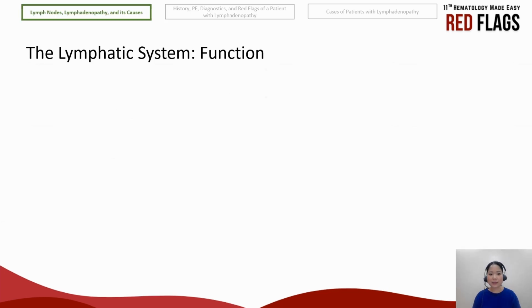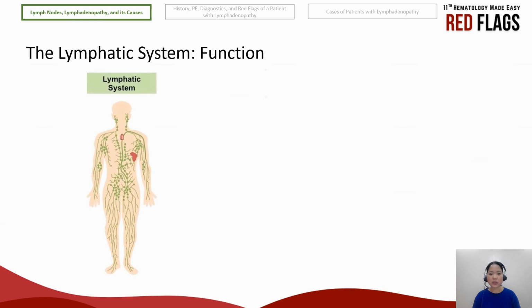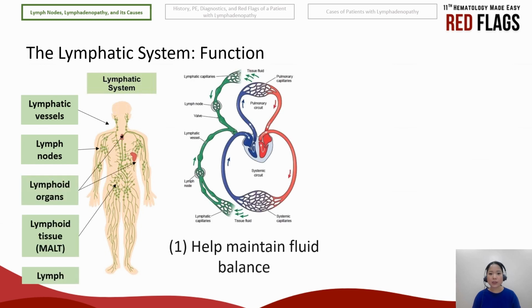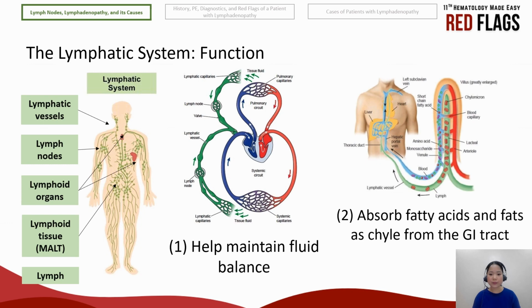The lymphatic system is an organ system that consists of a large network of lymphatic vessels, lymph nodes, lymphoid organs, lymphoid tissue, and a clear fluid called lymph. It is responsible for the removal of interstitial fluid from tissues and helps maintain fluid balance in the body. It also absorbs and transports fatty acids and fats as chyle from the gastrointestinal tract.